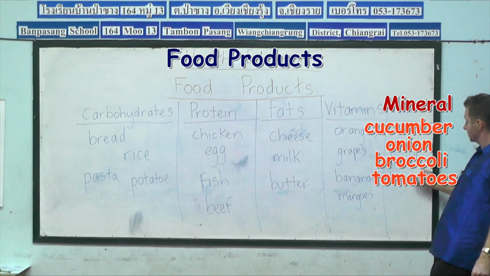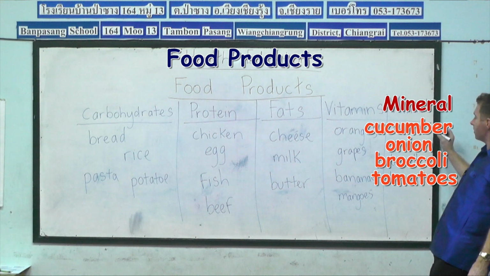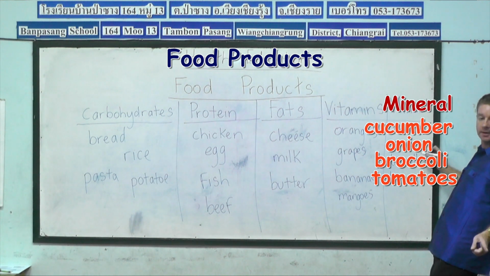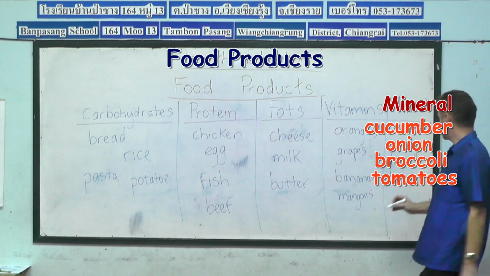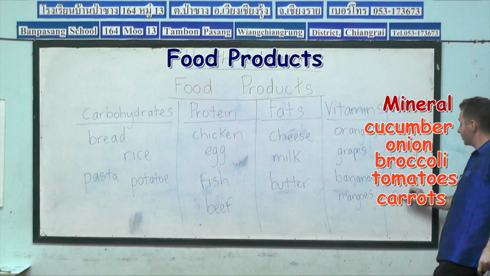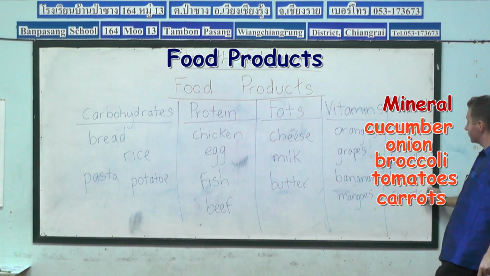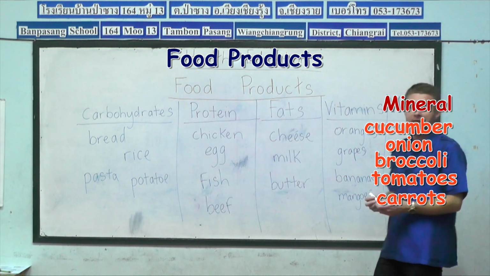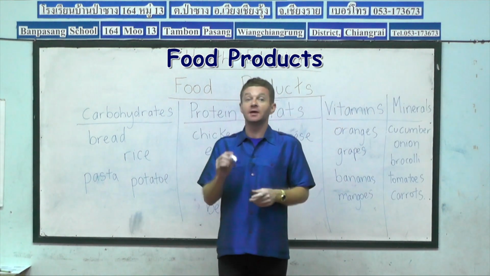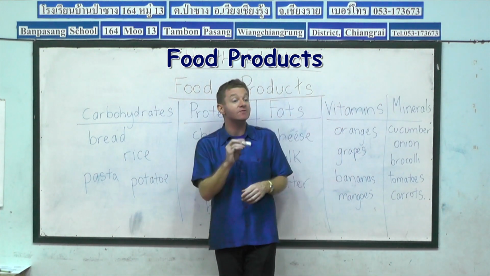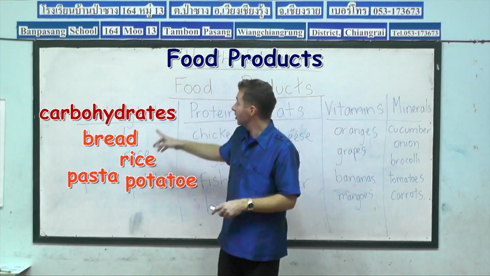Tomatoes. What did I miss? Who said? We've got cucumber, onion, broccoli, tomatoes, some carrots. Yes. All of these different vegetables give us lots of the minerals we need. Guys, that was excellent. Some brilliant examples. Now let's go back through them and practice speaking one more time.